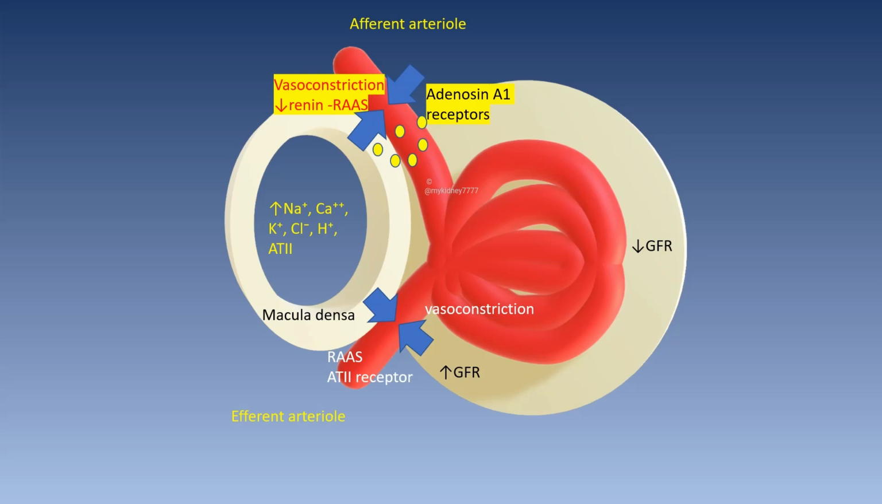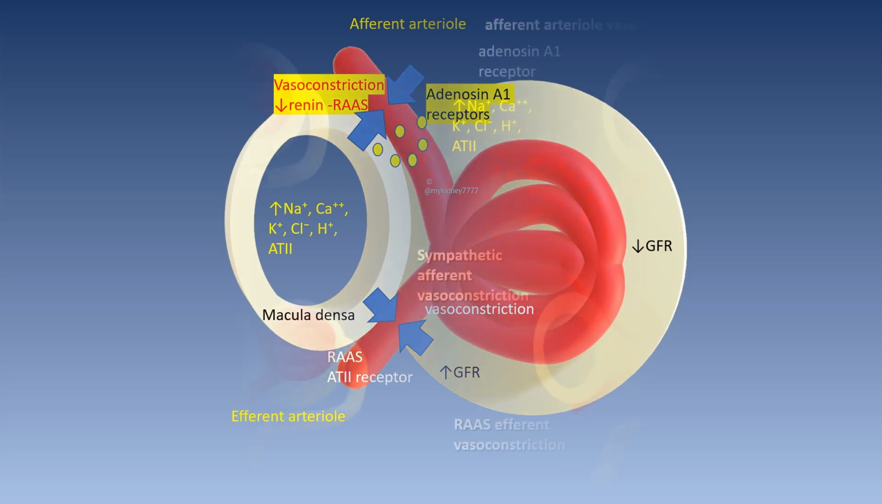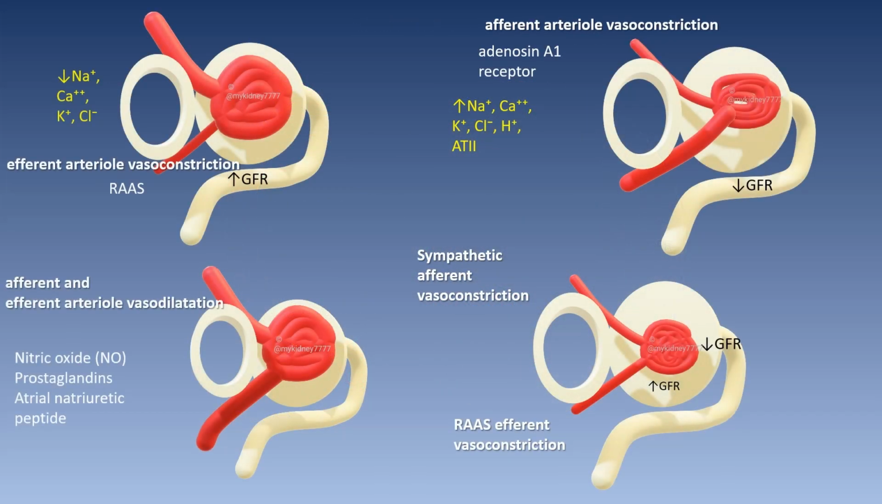Other factors, like autoregulation and sympathetic stimulation and consecutive vasoconstriction of preglomerular vessels, vasoconstriction induced by endothelin, vasodilatation induced by nitric oxide, prostaglandins, atrial natriuretic peptide also modulate the glomerular flow and filtration in normal or pathologic conditions.